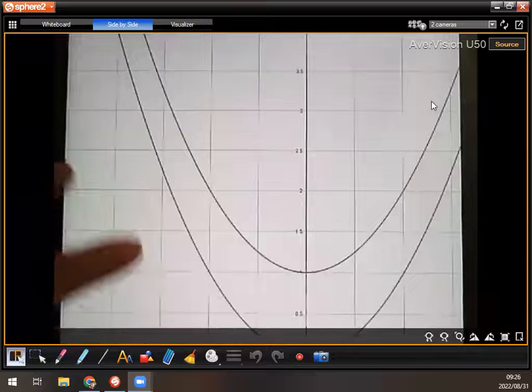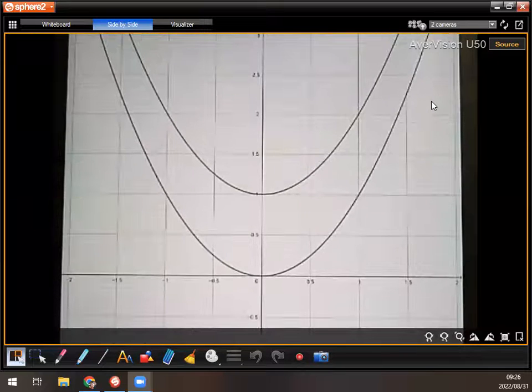Yes, it makes it wider. The Y is going up.